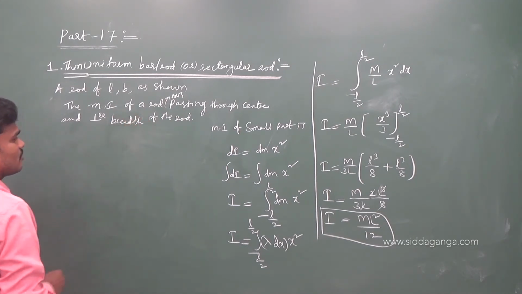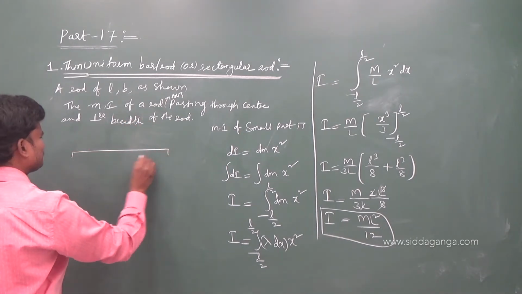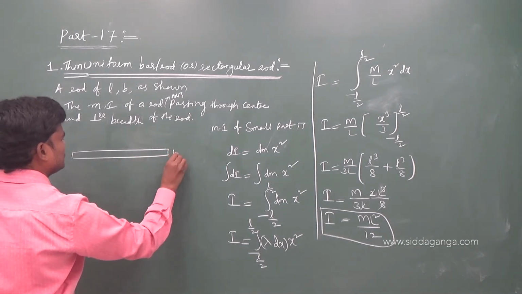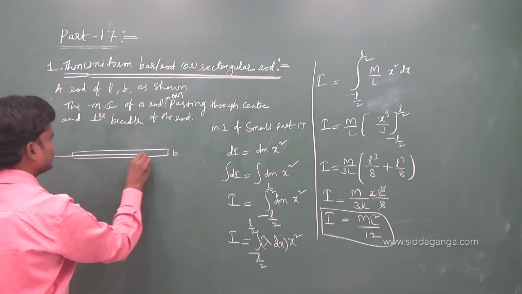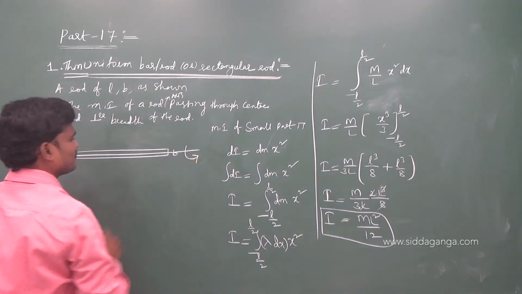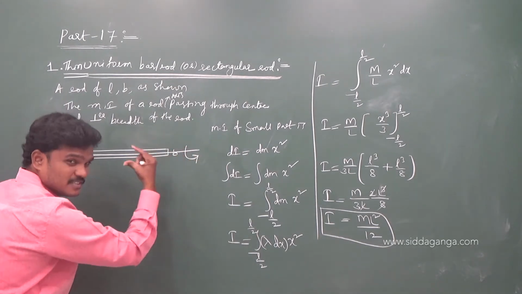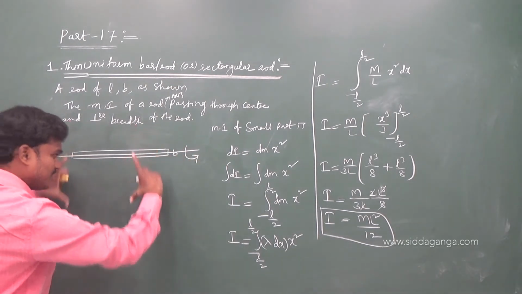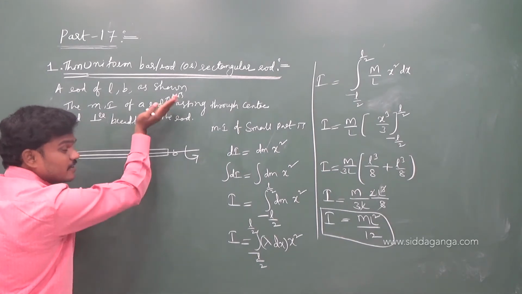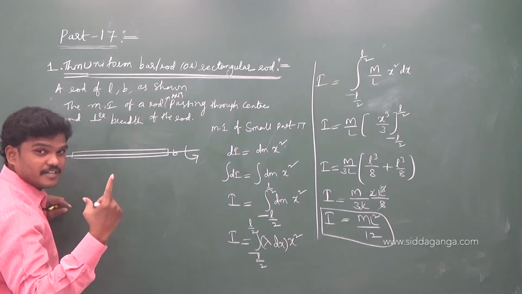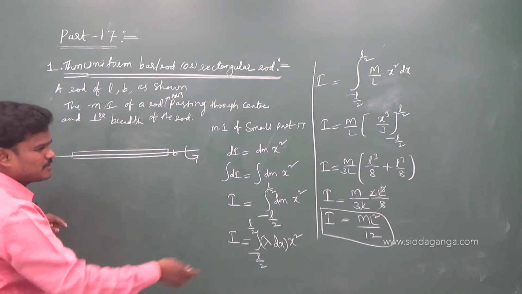Perpendicular to the breadth of the rod. See like this. This is B. Now you have to find like this. Again you have to take a small element. See, I can show you if it is taken some little bit more. Again you take something dx at a distance of x. Again you follow the same process.